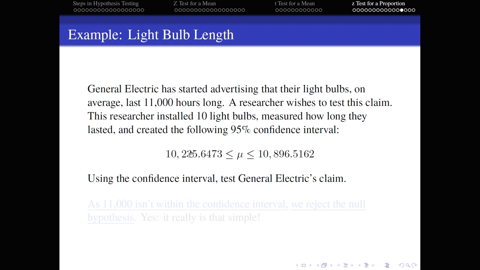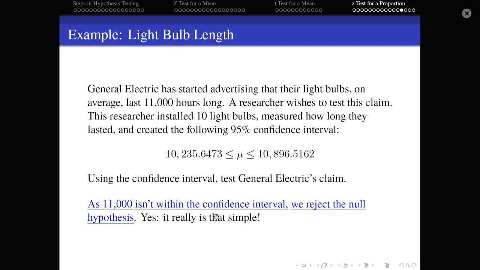So if we want to use this confidence interval to test General Electric's claim, their null hypothesis is that it lasts 1,100 hours. Now our confidence interval doesn't contain that value 1,100. Our reasonable guess is 10,235 to 10,896. So our reasonable range is lower than that 1,100. Because 1,100 is not within the confidence interval, we reject the null hypothesis that the light bulbs last on average 1,100 hours long. And this really is what we do.